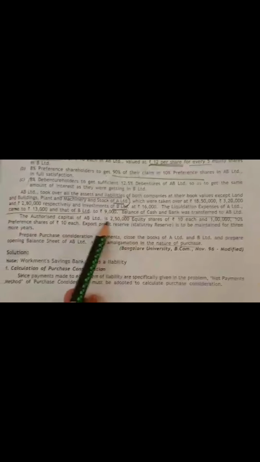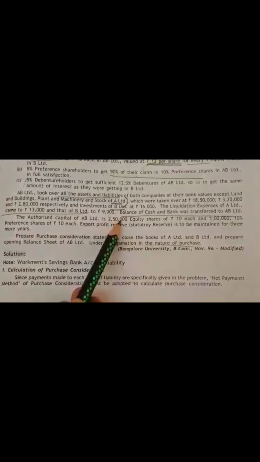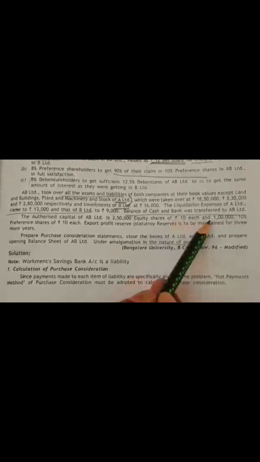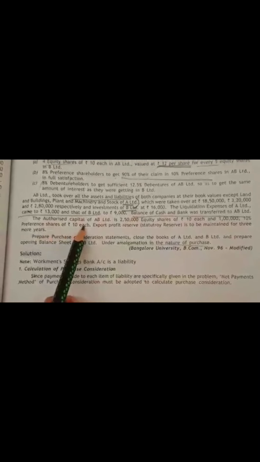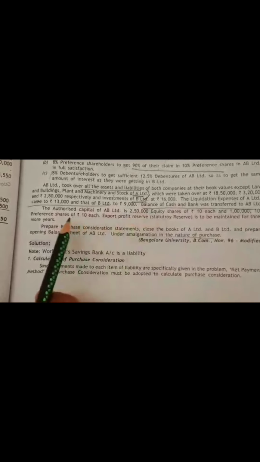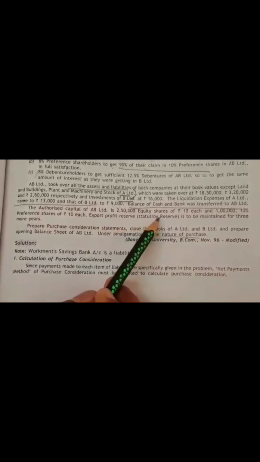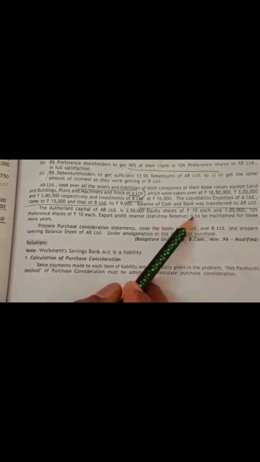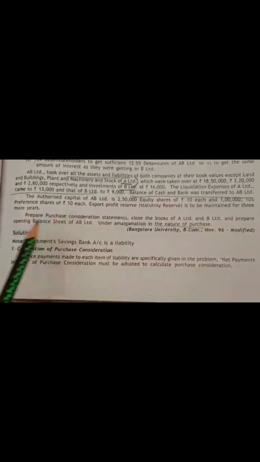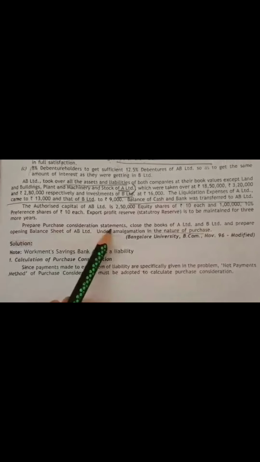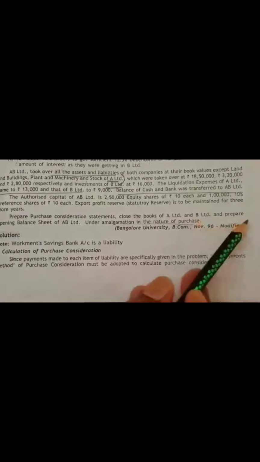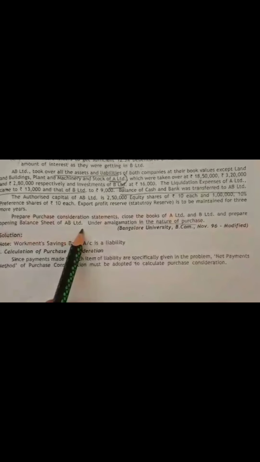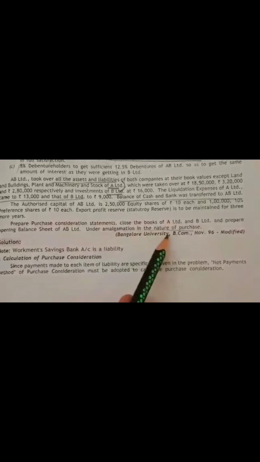Then the authorized capital. As I told you, you have to show this in the balance sheet: equity shares of rupees 10 each and 1 lakh 10% preference shares of rupees 10 each. So authorized capital includes equity share capital and preference share capital. As I have already discussed, export profit reserve is a statutory reserve, which will be maintained for 3 more years, so for this we have to pass an extra additional journal entry. Now prepare the PC statements, close the books of A Limited and B Limited and prepare the opening balance sheet of AB Limited under amalgamation in the nature of purchase.